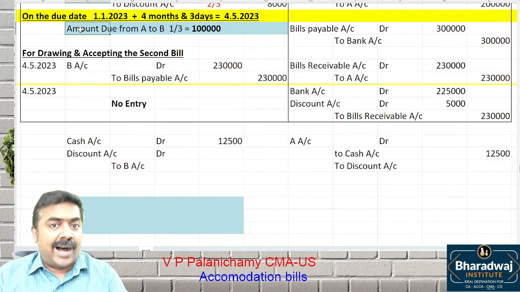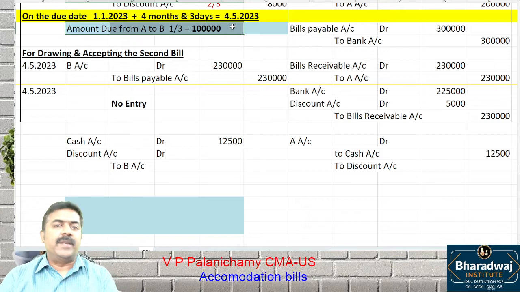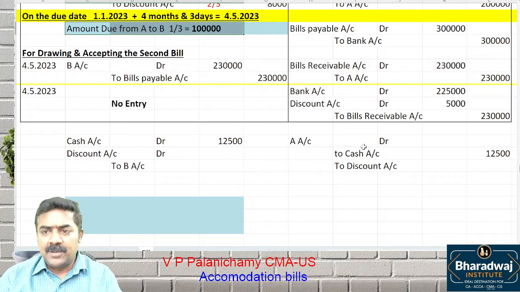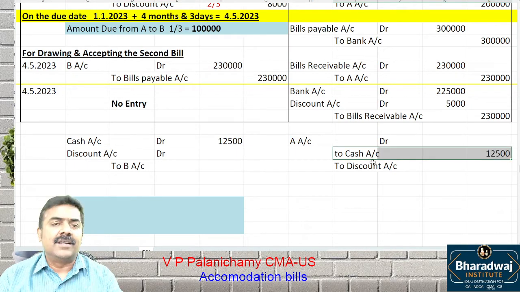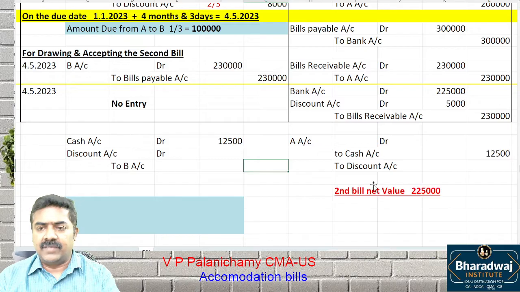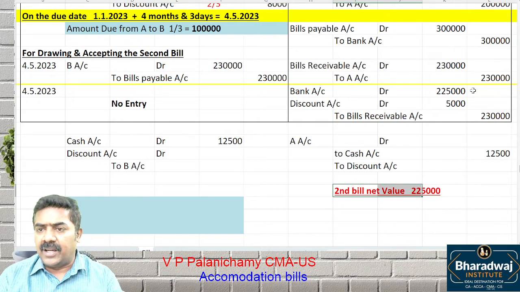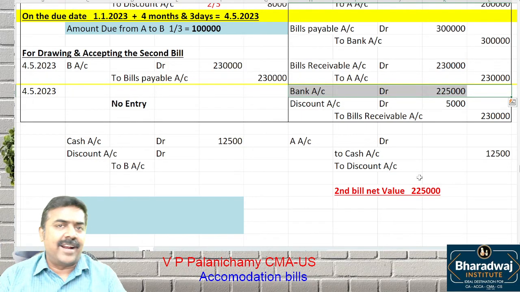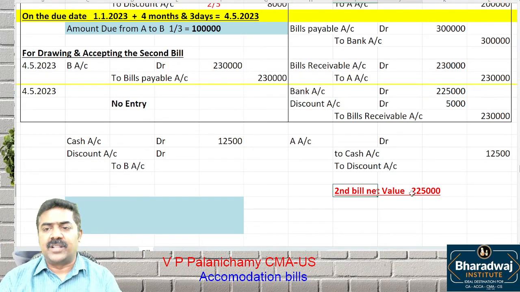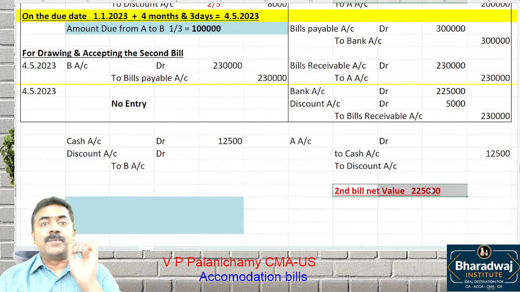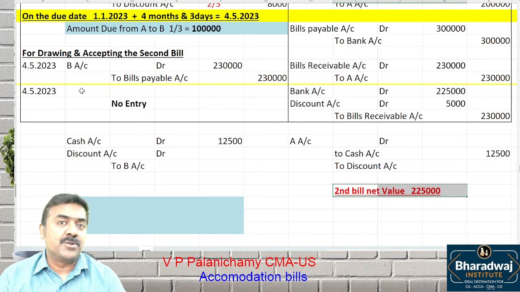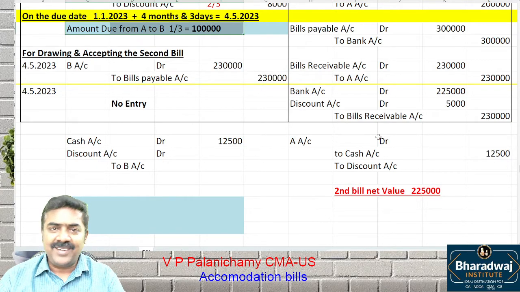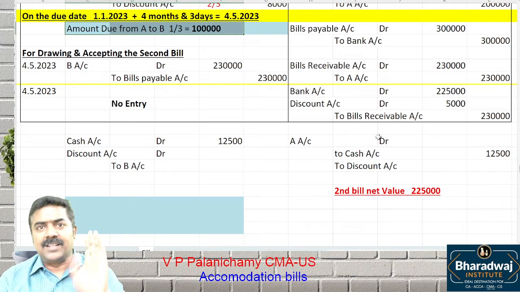Listen. Already there is an old amount due from A to B, 1 lakh. Plus, now how much is sent? 12,500 is sent. Wait, if you look at the second bill's net value, how much did B get net from the bank? 2,25,000. In that, how much money is used by A? Already A has to pay 1 lakh. Okay, already 1 lakh is being used by A, that is not returned.